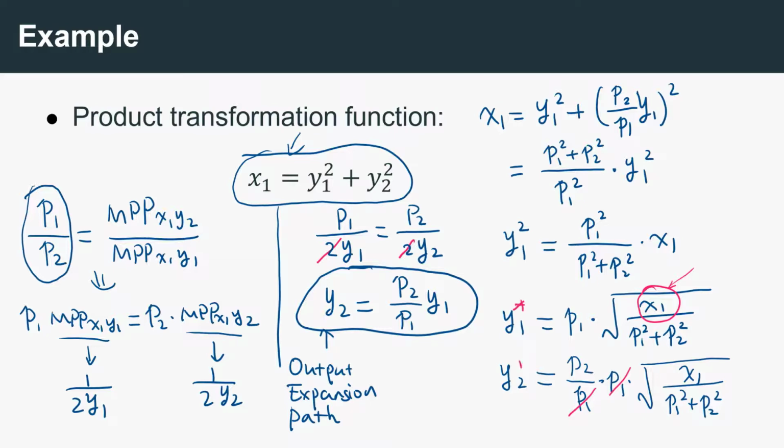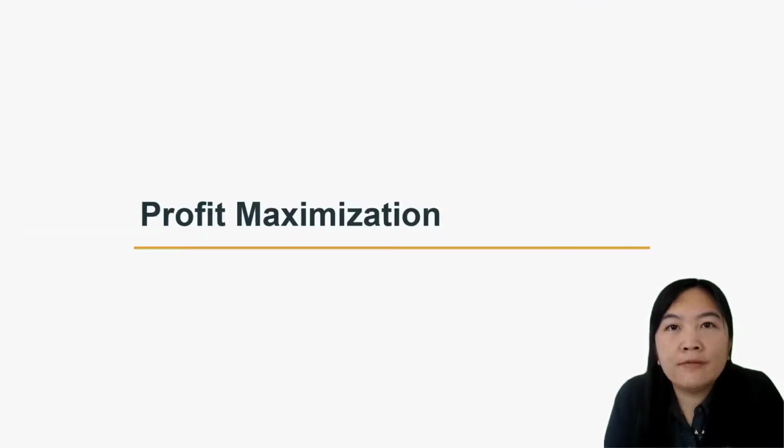So those two, y1 and y2, are the output levels of those two outputs that will maximize the revenue. The relationship between revenue maximization and profit maximization when there are two outputs is actually analogous to the relationship between cost minimization and profit maximization when there are two inputs.